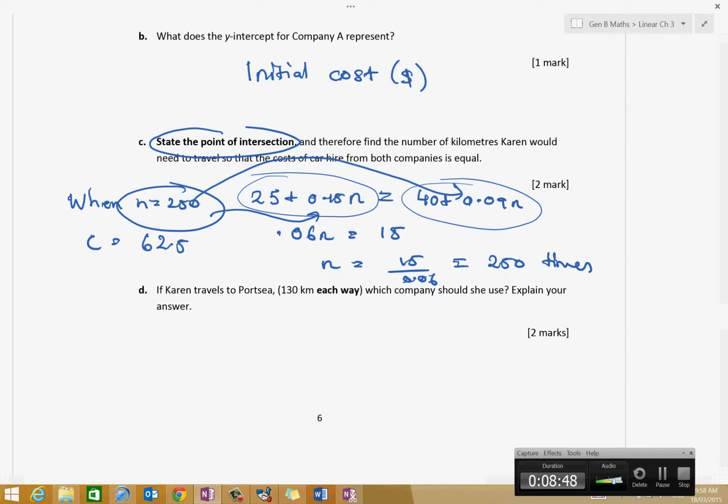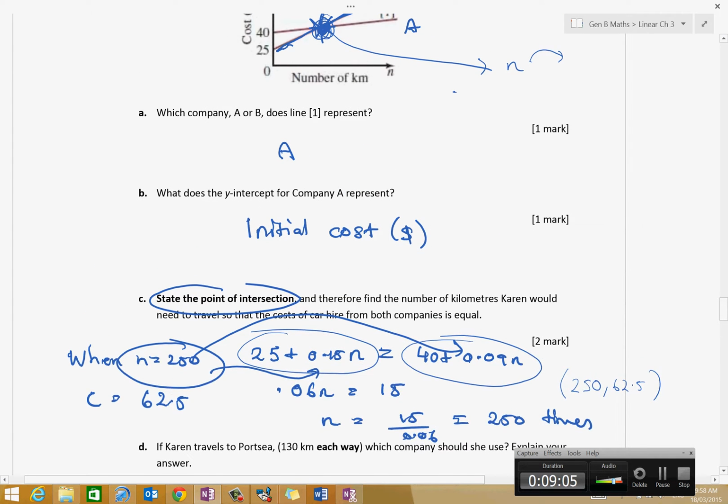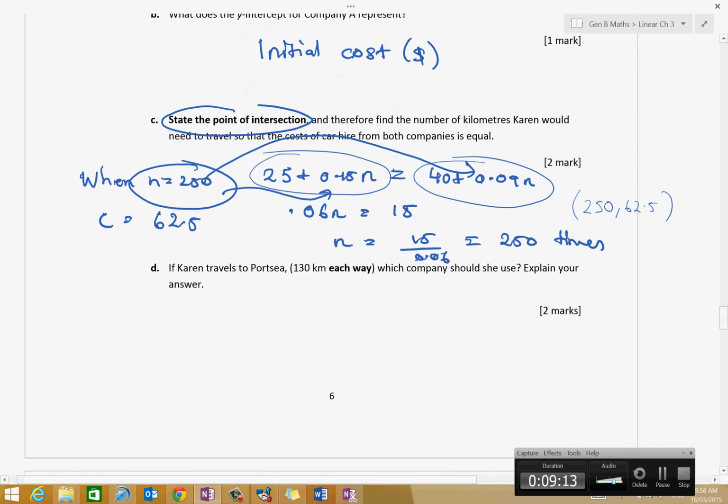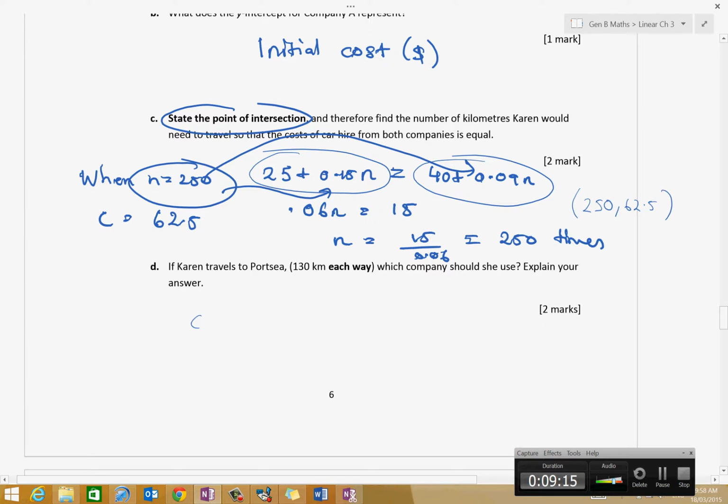Now, so therefore we can say that the point of intersection is 250, 62.5. Okay? Now, if Karen travels to Portsea 130 kilometres away, which company should she use? Well, which company do you think she should use? Company A or B? A. Okay, so, first of all, Company A. Now, that's the correct answer. So that might give you 1 mark. But it says explain your answer.